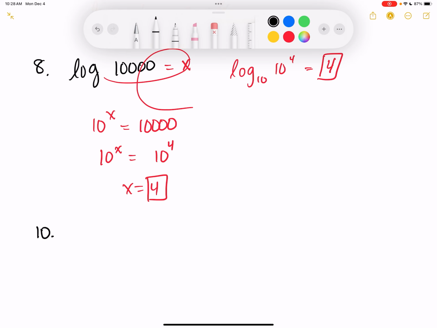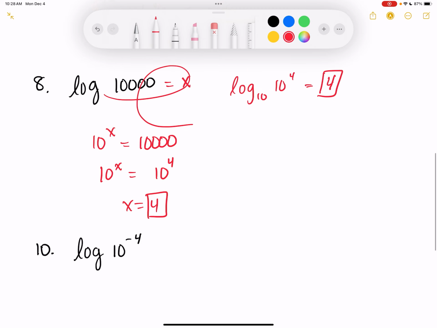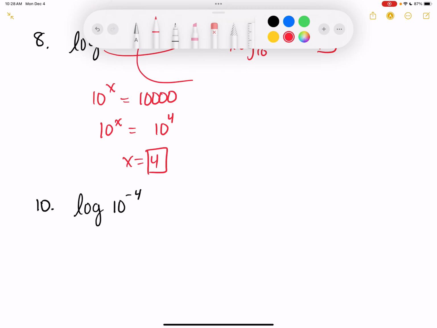All right, number 10. Log of 10 to the negative 4. What is this equal to? Negative 4. Whoa, that was so fast. What did you just say? I said negative 4. Because it's log base 10, a common log. So log base 10 of 10 to the negative 4th is equal to negative 4, equal to the exponent. See, I really like that property. It's so convenient.